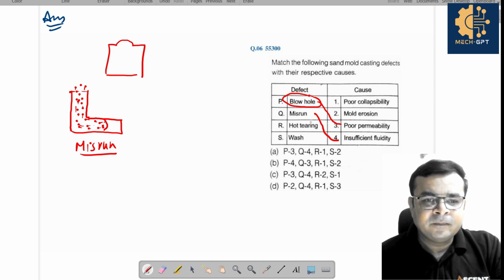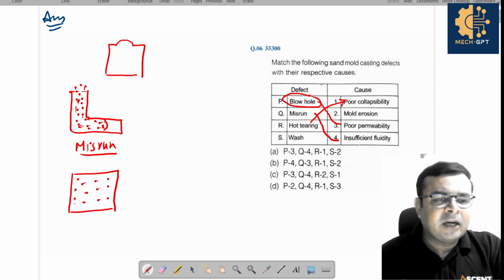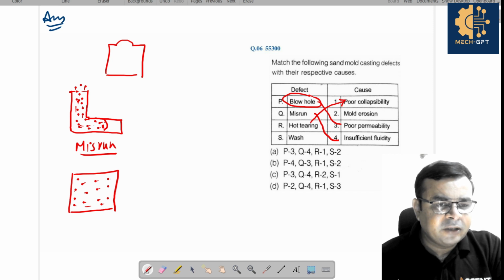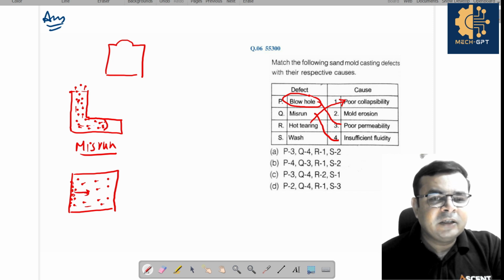Next, hot tear. So hot tear is nothing but a defect produced due to poor collapsibility. Poor collapsibility means, let's say suppose this is a mold cavity, and when you pour the molten metal, then obviously after some time when this molten metal gets solidified, if there is insufficient collapsibility, means the molten metal gets stuck with the mold wall, and if it doesn't detach while solidifying, then defects may be caused. So this is called hot tearing defect.